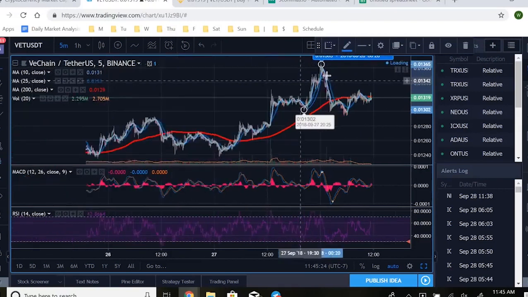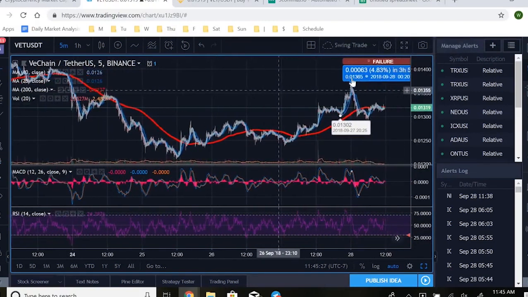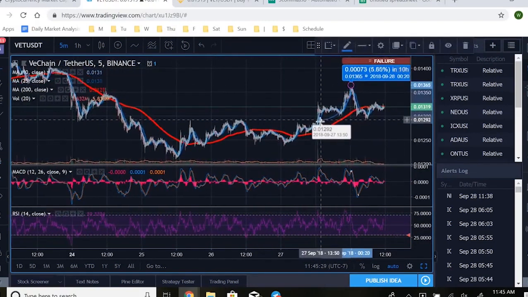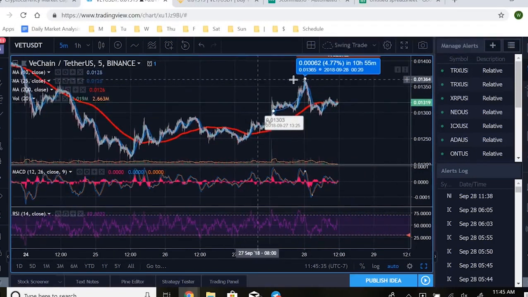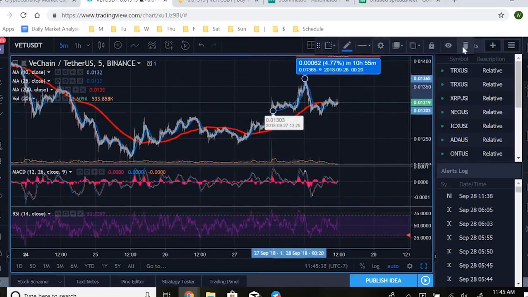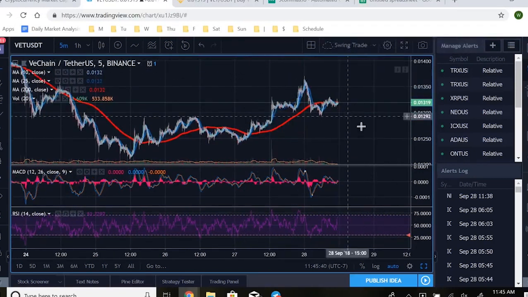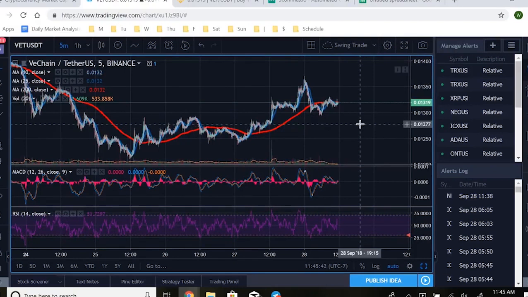As an example right here, a trade that we hit last night, bought in at, I think, 1303. Yeah, 1303, was able to get 4.7%. So 5% is not unachievable, guys. It's pretty easy to get 5% per day as long as you're trading the right coins, which again, you want to check out that top 17 cryptos list.